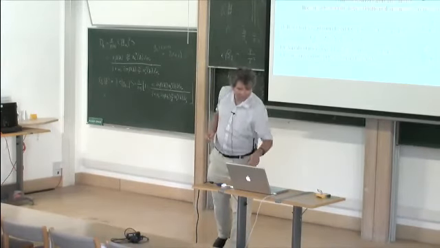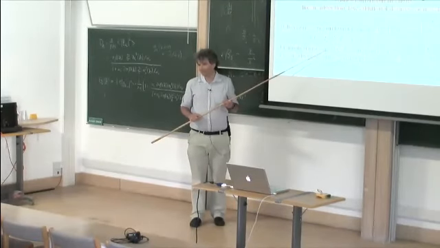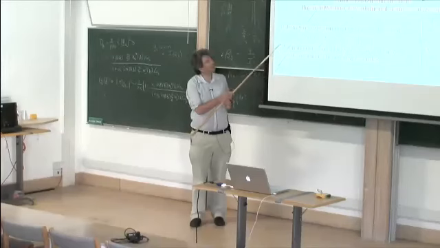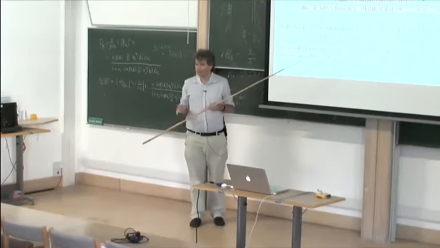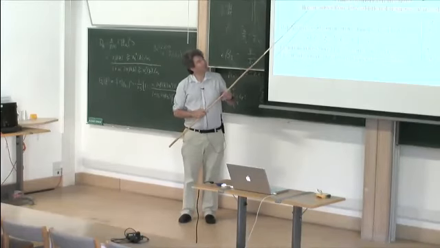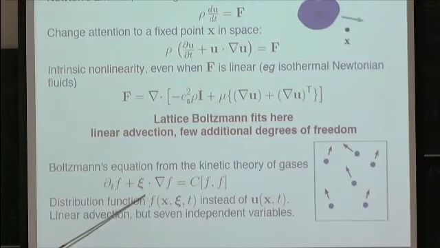And the Lattice Boltzmann world tries to fit in the middle, that we keep the linear advection from real kinetic theory, but we keep the number of degrees of freedom under control, so we're not expanding the state space enormously compared to doing a Navier-Stokes description. So that's the motivation, to try and keep the small number of variables from this description and the linear advection from the kinetic theory description and use that to build a numerical scheme.